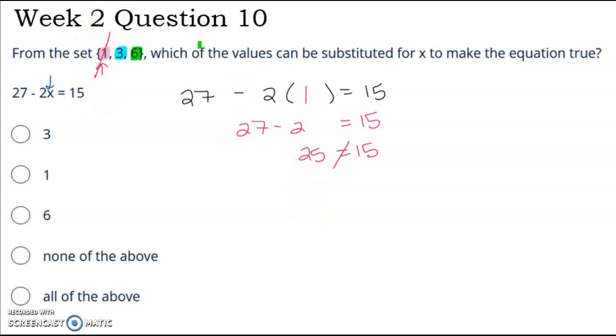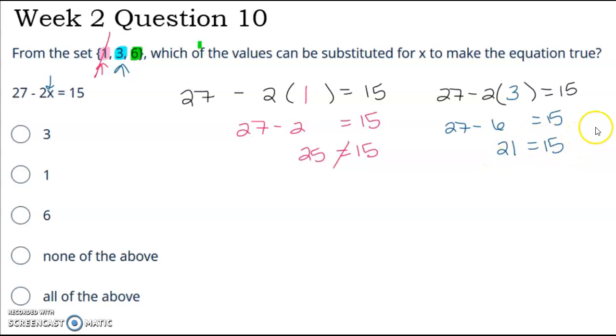All right, let's try the number 3. So we're going to have 27 minus 2 times whatever x is equals 15. So let me get my blue, and I'm plugging in the number 3. All right, 27 minus 2 times 3 is 6 equals 15. 27 minus 6 is 21. That's not it either. 21 does not equal 15, so it can't be the number 3.